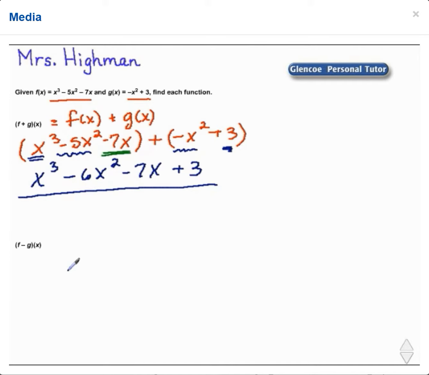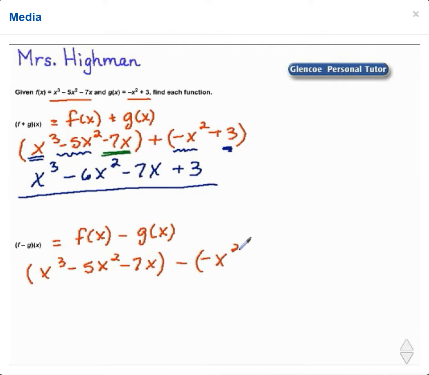f minus g of x. Well, again, we can rewrite this as f of x minus g of x. So that means that we're going to subtract the two functions this time. So f of x is x cubed minus 5x squared minus 7x. And we're going to subtract from that g of x, which is negative x squared plus 3.